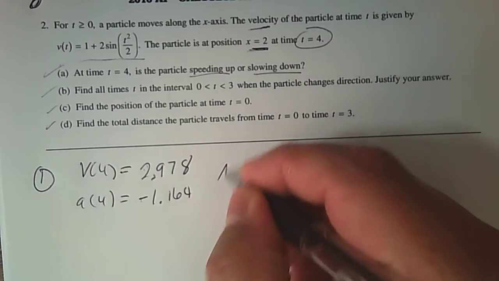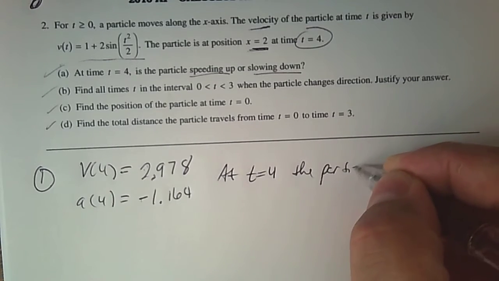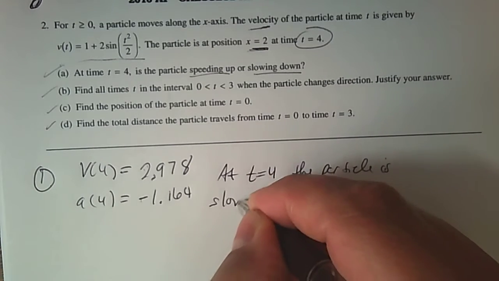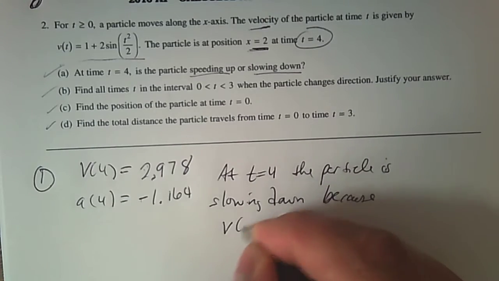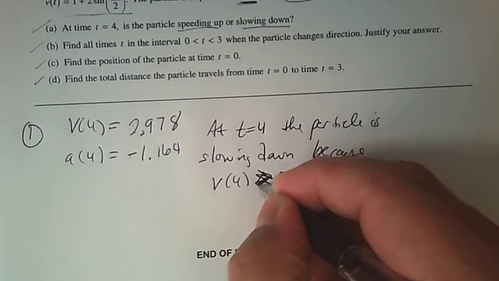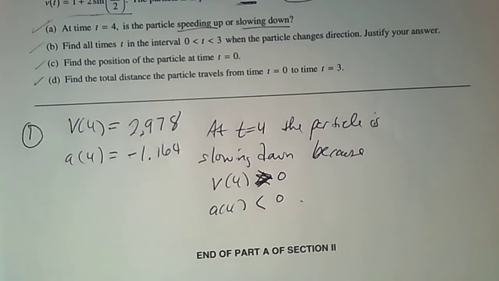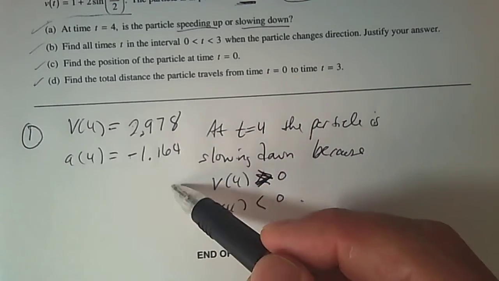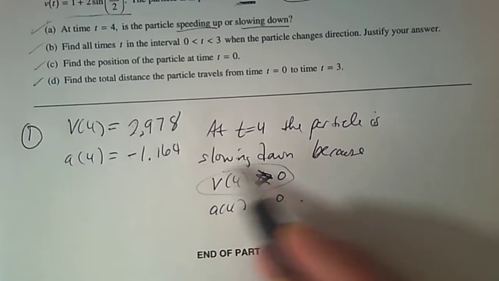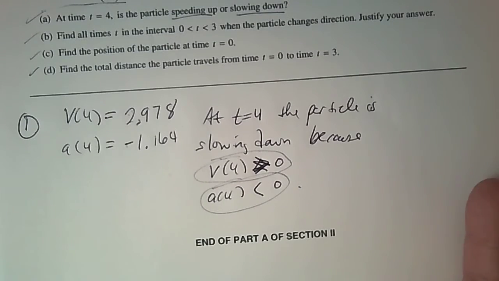So what do we know about the answer now? Is it speeding up or slowing down? So at t equals 4, the particle is slowing down. Why? Because, and now this is where you can say the velocity at 4 is greater than 0, and the acceleration at 4 is less than 0. And that's it. You've given a reason why it is slowing down. To just say the signs are different isn't very mathematical. But to say the velocity is greater than 0 and the acceleration is less than 0, now you're giving a math reason why it's slowing down.